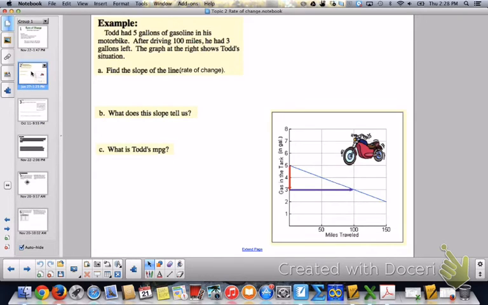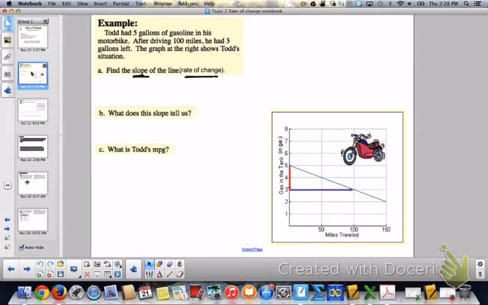Okay, slide 2. Todd had 5 gallons of gasoline in his motorbike. After driving 100 miles, he had 3 gallons left. The graph at the right shows Todd's situation. So find the slope, rate of change. Absolutely, a slope is another name for a rate of change. If you're looking at a graph, the slope gives you the rate of change.